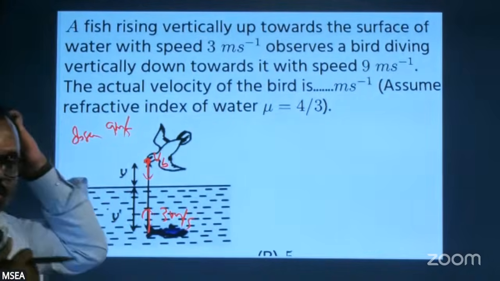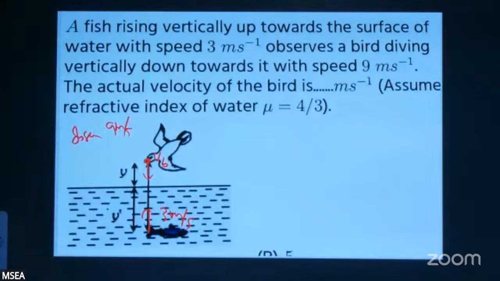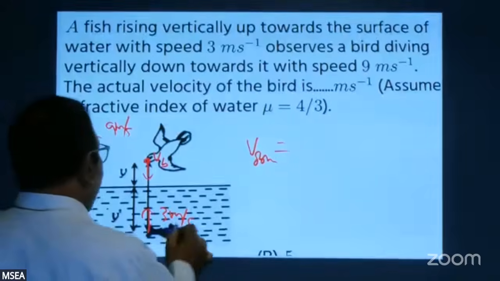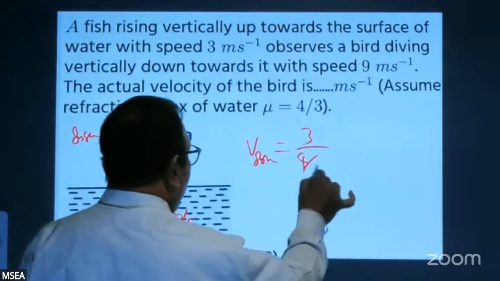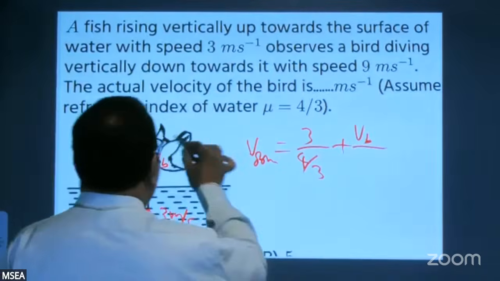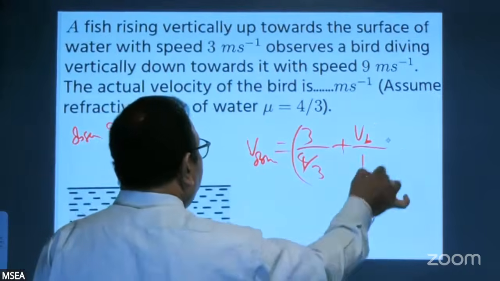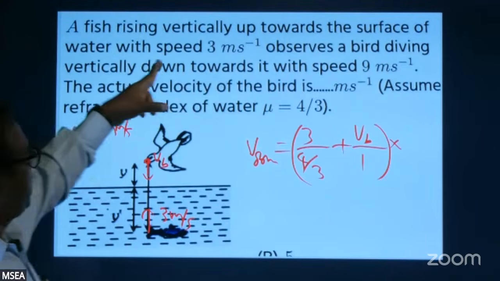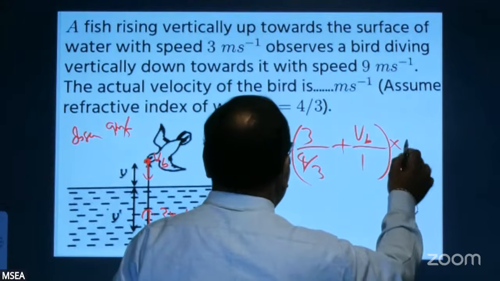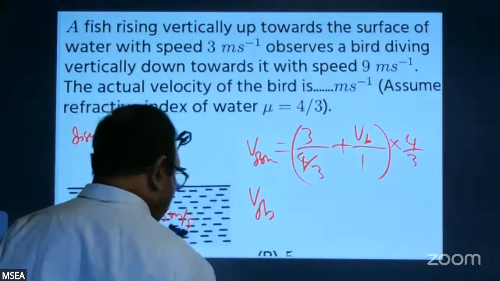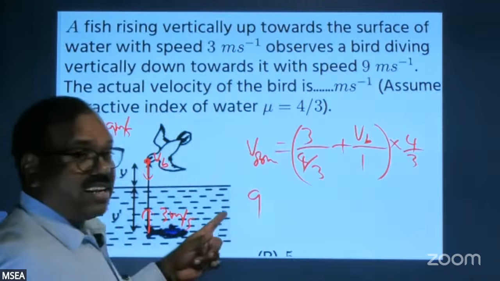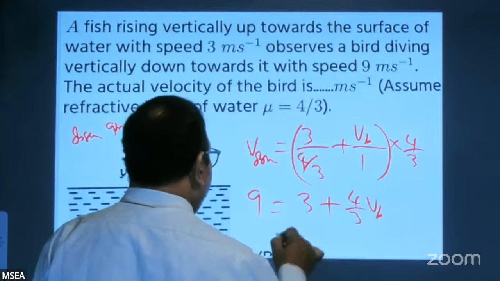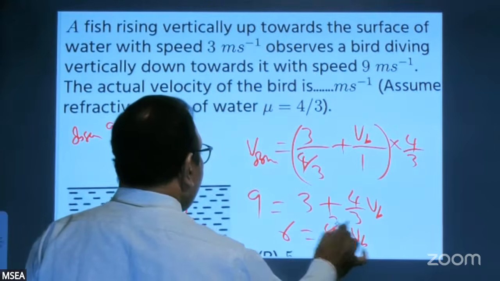So the apparent velocity equals the actual velocity divided by its refractive index, into the refractive index of the observing medium. The fish's velocity is 3, and the medium is 4 by 3. The bird's velocity is VB, and its actual medium is 1. The fish is observing, so the observing medium is 4 by 3. The observed velocity given in the question is 9, which is not the actual one. Therefore, multiplying, the 4 by 3 cancels, and 6 equals 4 by 3 into VB. 2 2s are 2 3s are.